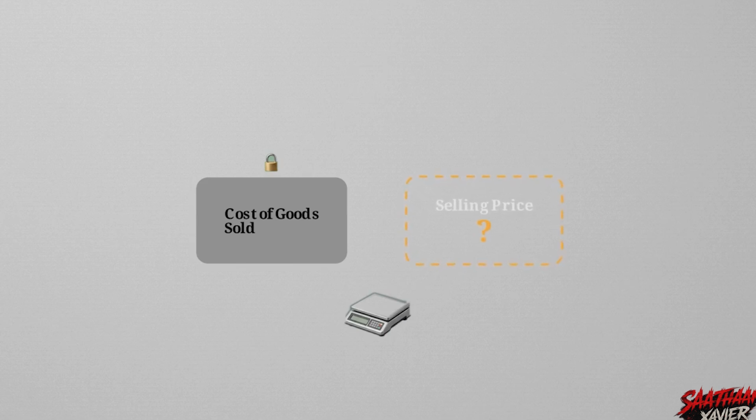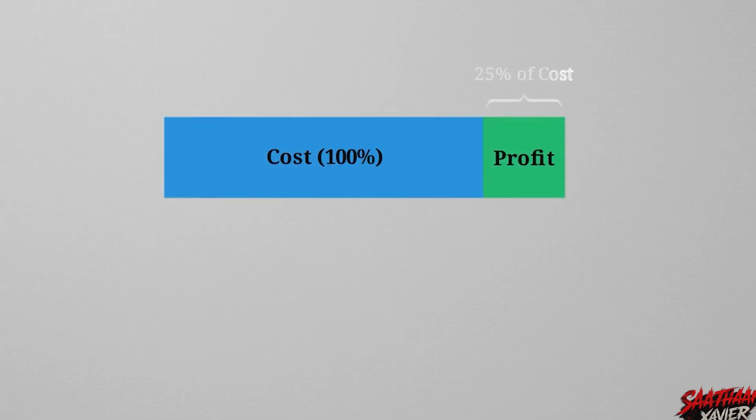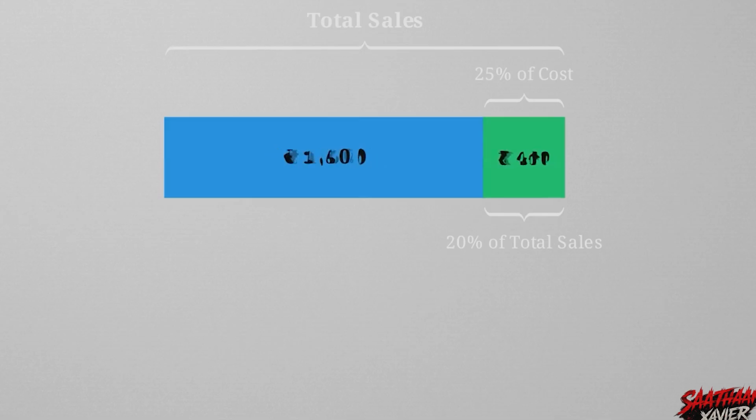This chart breaks down the conversion. A 20% profit margin on your final selling price requires exactly a 25% markup on your cost. For a 1,600 rupee cost, a 25% markup yields a 400 rupee profit, totaling a 2,000 rupee sale.